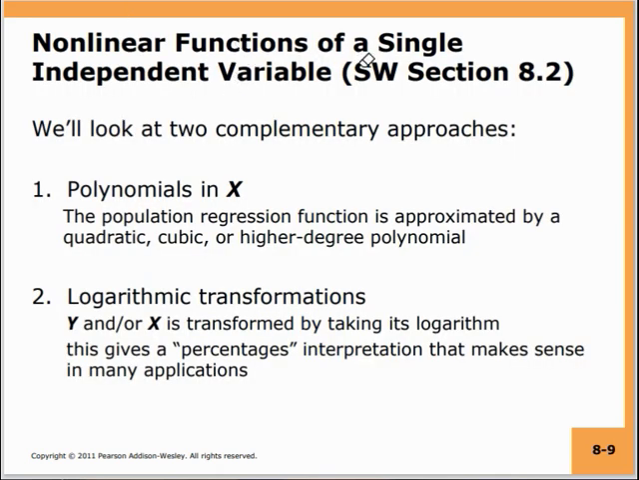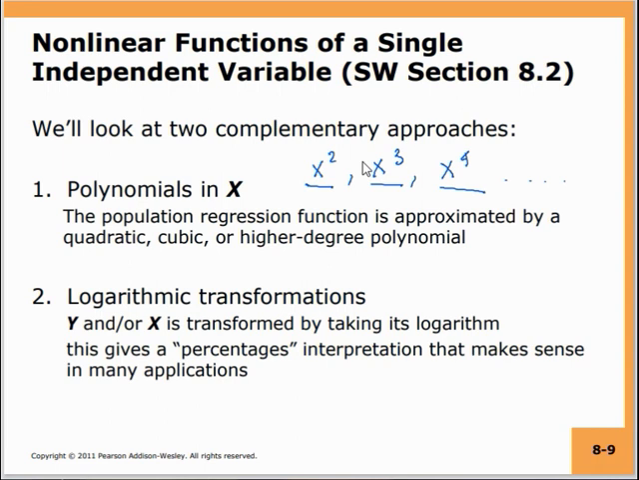So, nonlinear functions of a single independent variable. We will look at two complementary approaches. There are two ways in which we can introduce nonlinearity in the function. One is by introducing polynomials of x. What are polynomials? Basically x square, x cube, these kinds of terms. Any power of x that you introduce into your specification, so the function could be approximated by a quadratic, cubic or higher degree polynomial. This is a quadratic, this is a cubic, and these are higher degree polynomials. You could include such terms.